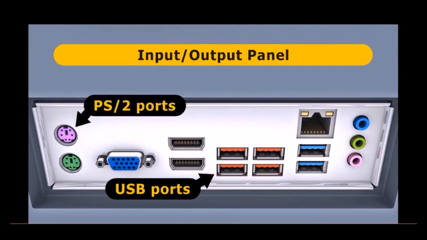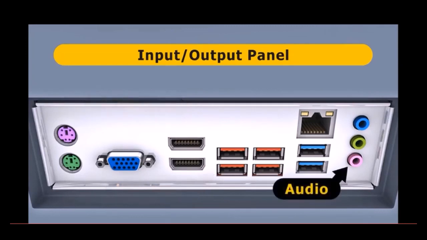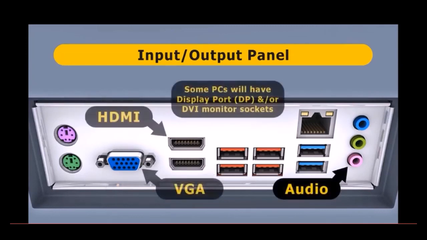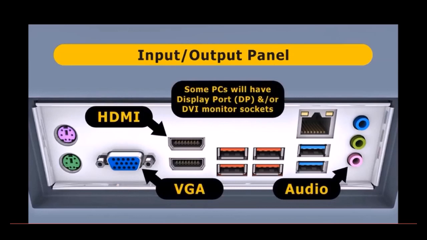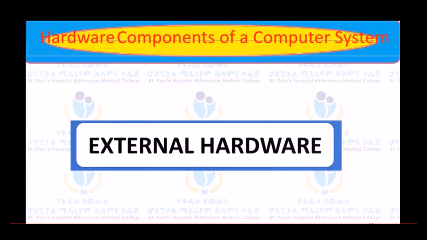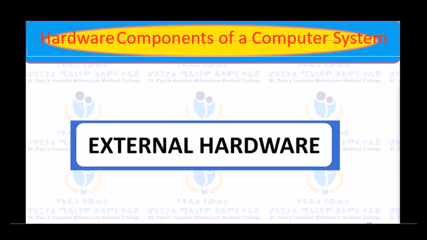Expansion slots allow you to add capabilities. For example, you can add a network card or modem. The other is external hardware. A flash disk is a storage medium made of flash memory chips. External hardware we can also call peripheral devices.